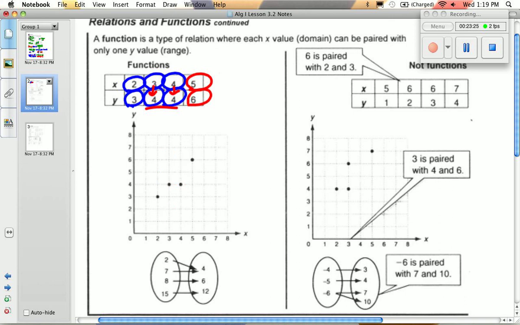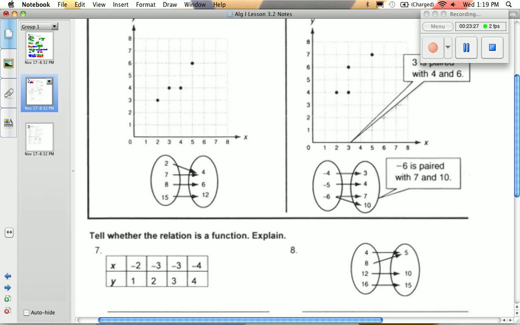And then how could we tell from a mapping diagram? Well, we look at it and we say, when x is 2, y is 4. When x is 7, y is 4. Doesn't matter though, when x is 7, it still only has one y value. In other words, when x is 2, are there 2 arrows going out from it? No. When x is 2, it's only going to the 4, isn't it?